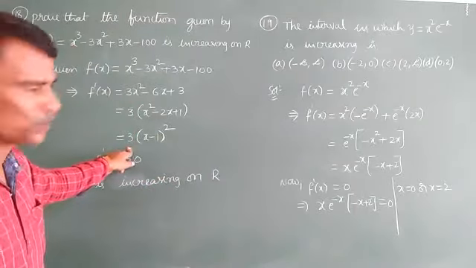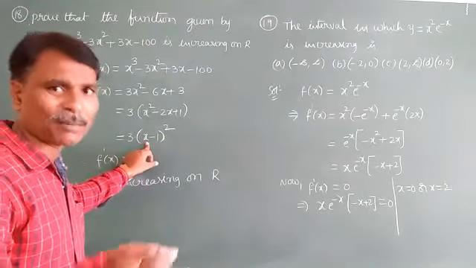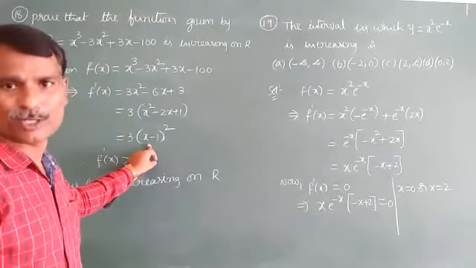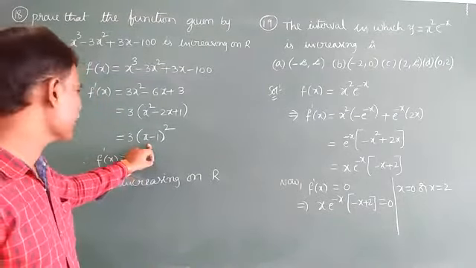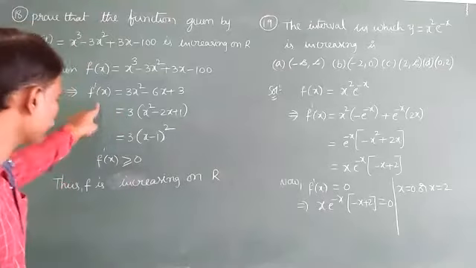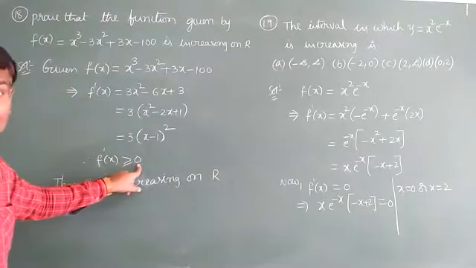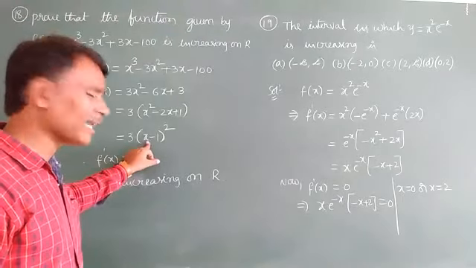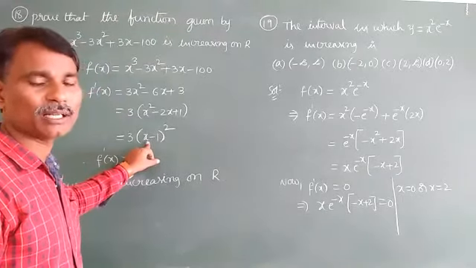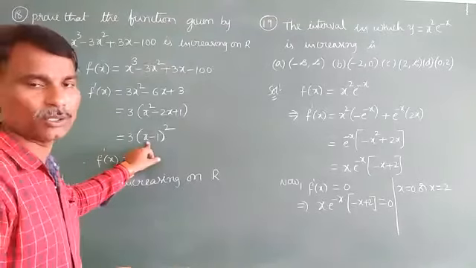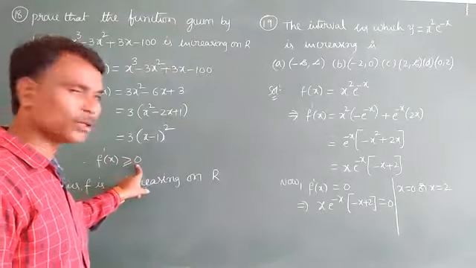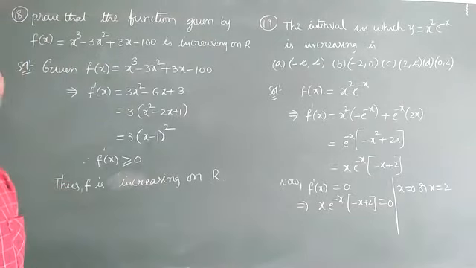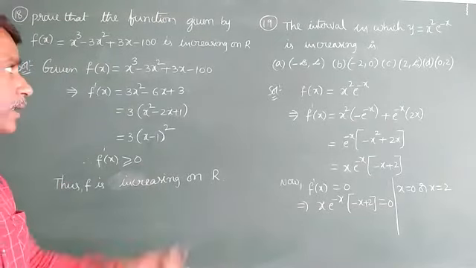And 3 is always positive. If you put any value in this expression, we will always get a positive value. That's why the first derivative of the function should be greater than or equal to 0. Why did I write greater than or equal to 0? If you put x equal to 1, 1 minus 1 is 0, at that time it becomes 0. So that's why it is greater than or equal to 0. Finally, thus f is increasing on R.